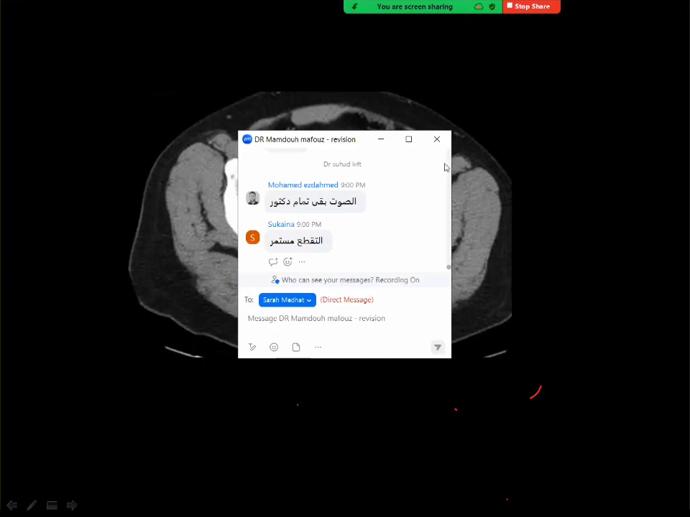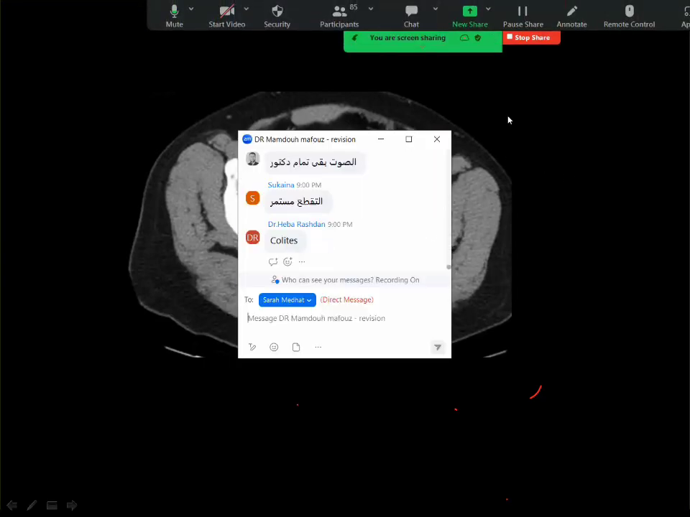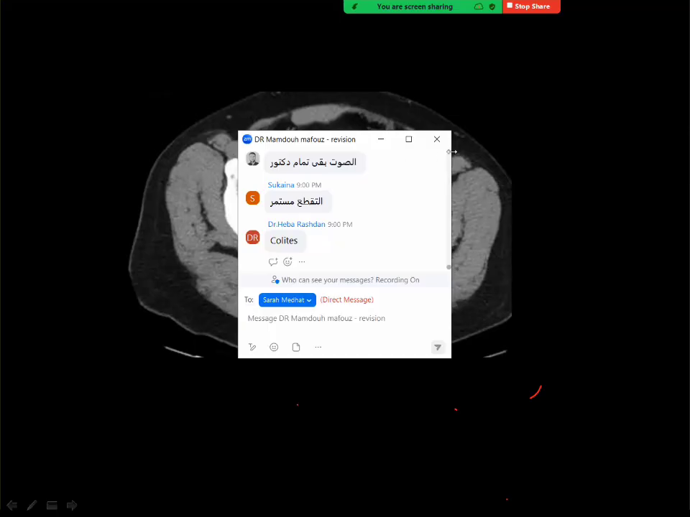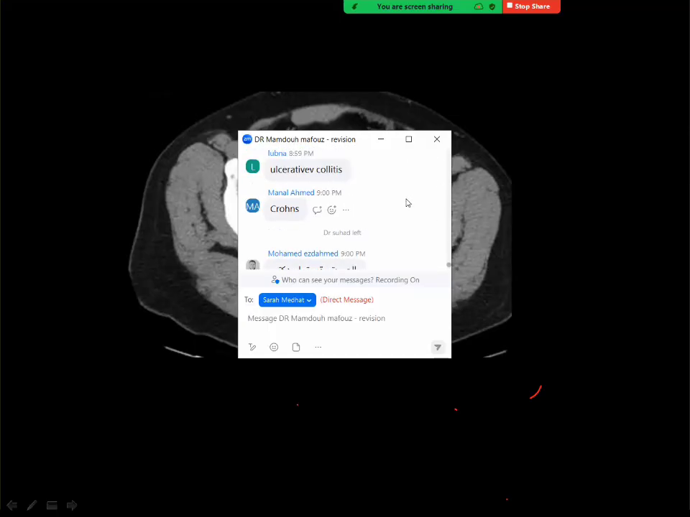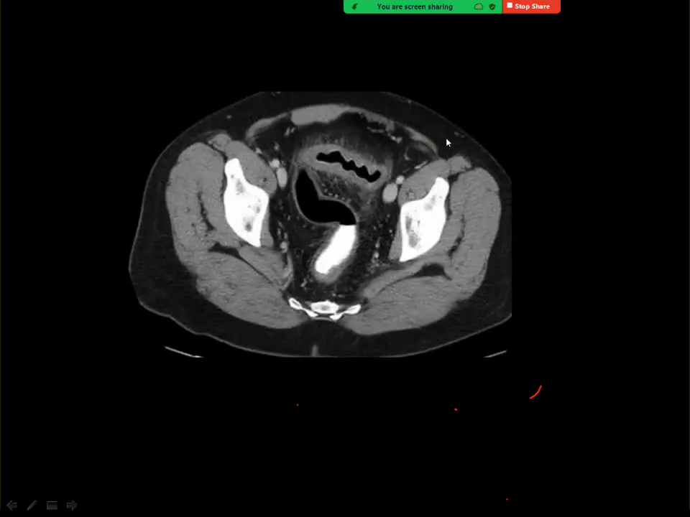And this is... I don't know what was your answer. Okay, colitis, Crohn's, ulcerative. Then, okay, this is inflammation, because the wall is thickened with stranding of the fat. All the inflammatory colitis, like Crohn's and ulcerative colitis, give the same picture.